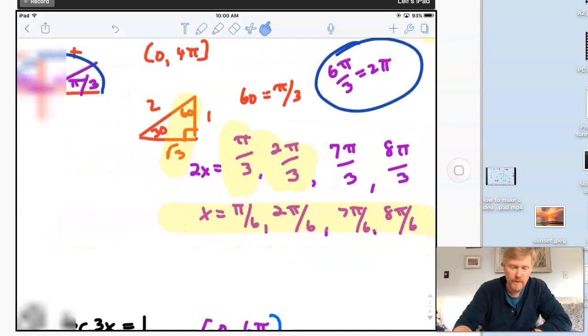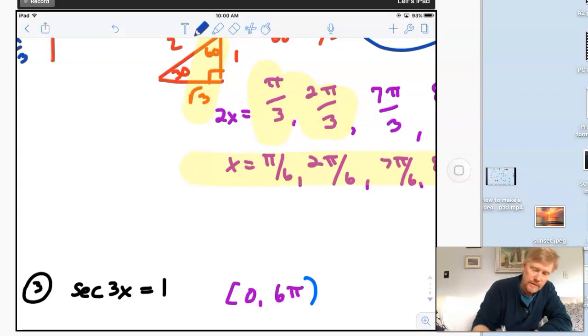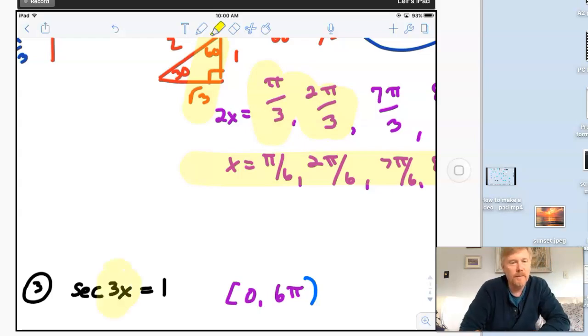All right. So those are my 4 answers. Next one, secant of 3x. So last time we had 2's in front of the variable there. This time it's a 3. So I multiply 0 and 2 pi by 3, and I get 0 and 6 pi. So this time we're going all the way up to 6 pi, and we'll see how that works out.